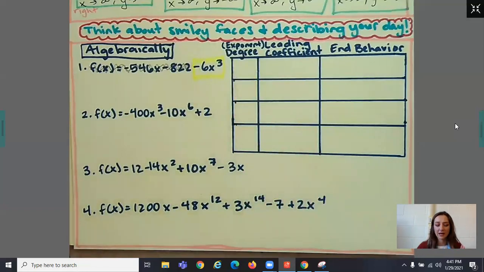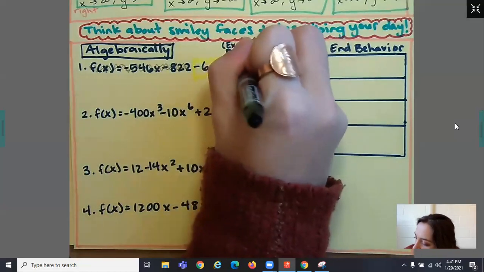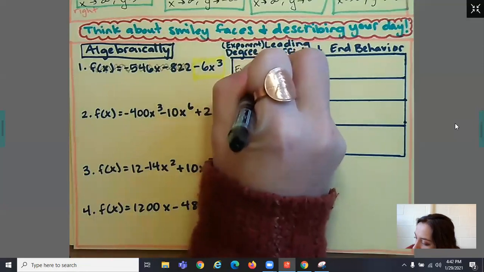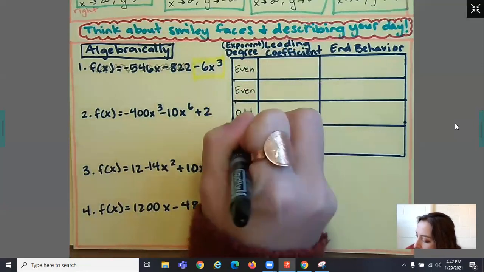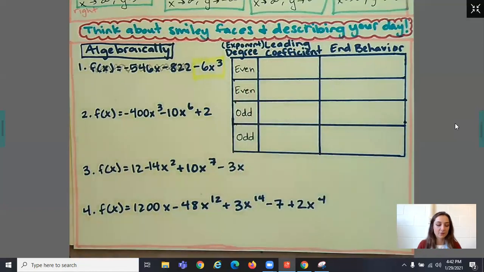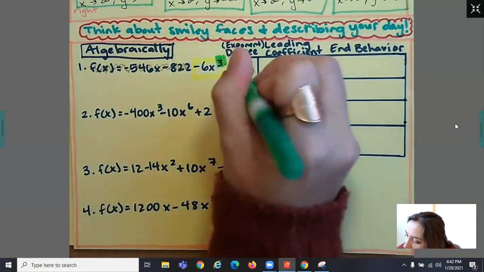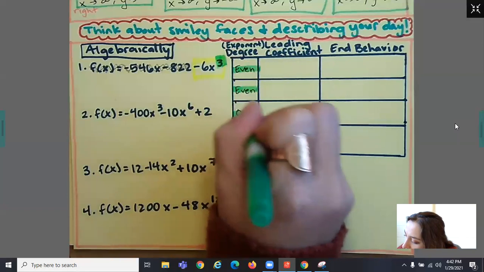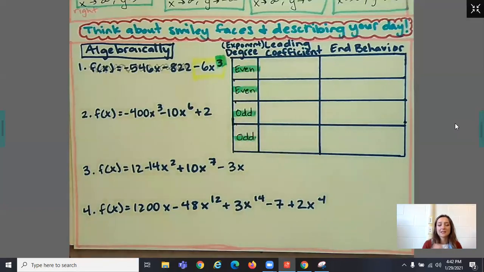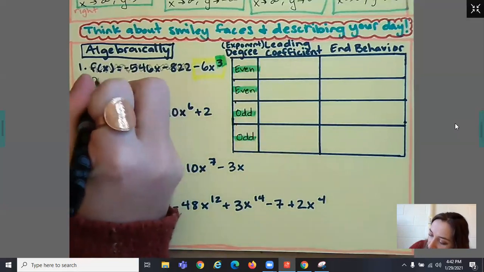So we're going to start by looking at the highest exponent, and the highest exponent is 3. What we're going to ask ourselves is, is that even or is that odd? So we're looking at evens and odds here, starting with the highest exponent. And don't forget the exponent is the number that's up top. So that's either going to be even or odd, and in this case, 3 is an odd number, so this is going to be odd.